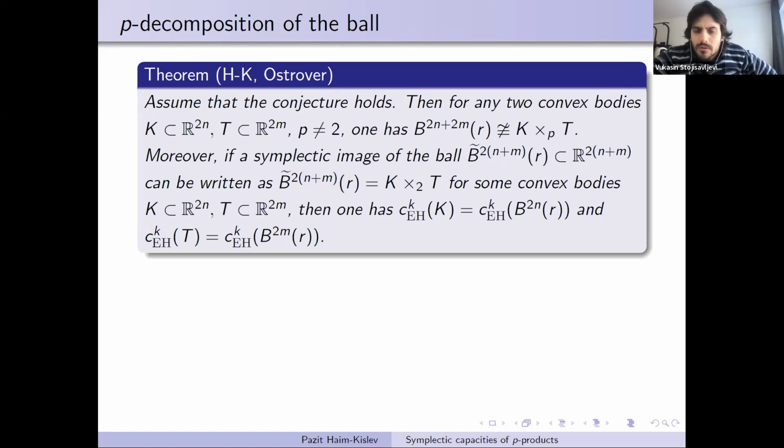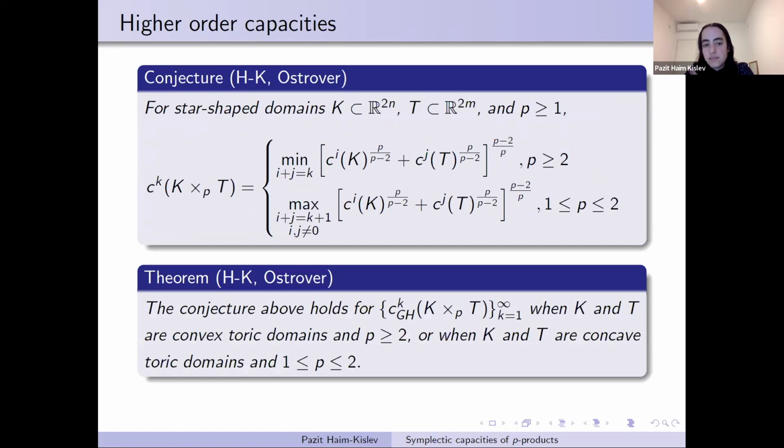So there is a theorem. This is a claim on higher order capacity, right? If you assume this formula, then you can say that if some p-product has the spectrum of a ball, then both domains in the product also have the spectrum of the ball. But in which class of domains? You assume domains to be what a priori? In which domains does this formula hold? I see. Okay.